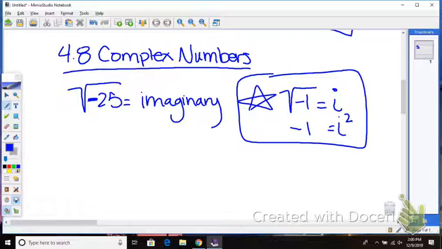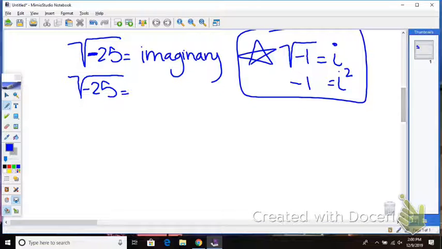So I want you to put a big star next to it because you're going to need to refer back to it. So now that you know that i is the square root of negative 1, if I want to simplify the square root of negative 25, I'm going to break that down to be negative 1 times 25. I can take the square root of each piece. We know the square root of 25 is 5, and we know the square root of negative 1 is i. So this becomes 5i.